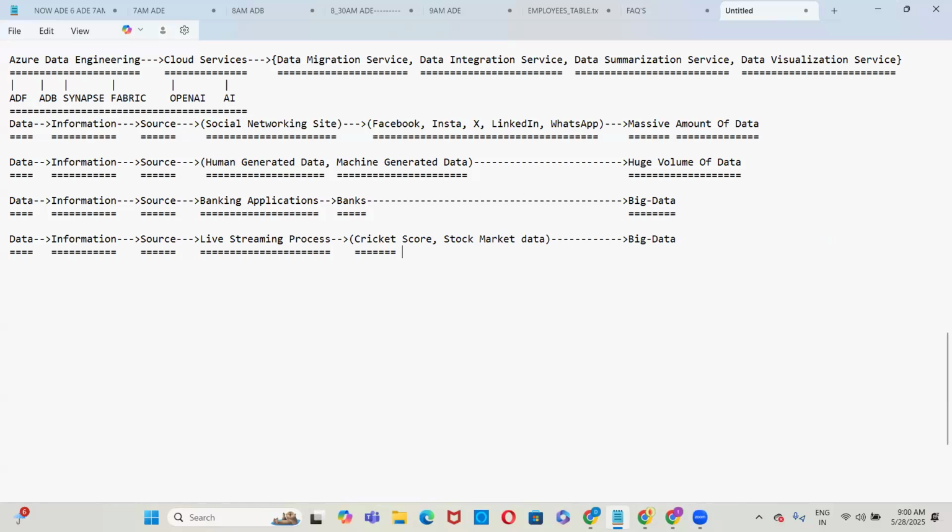All this comes under the big data only. Stock market, etc. All this comes under what? Big data only. So here we can say, guys, big data is nothing but one of the major and vital parts of the data engineering activity. So guys, everyone is clear with the concept?